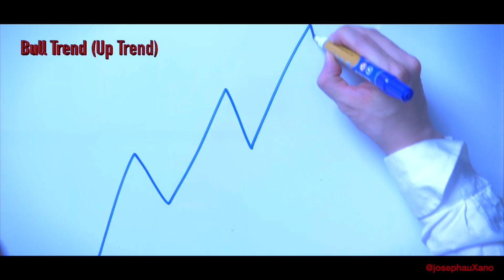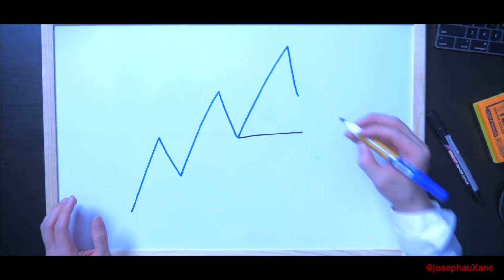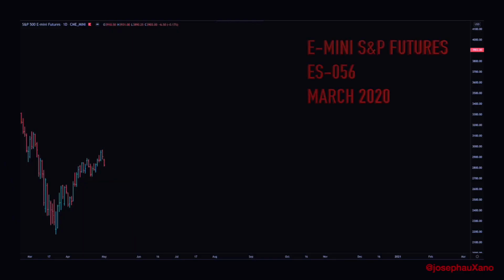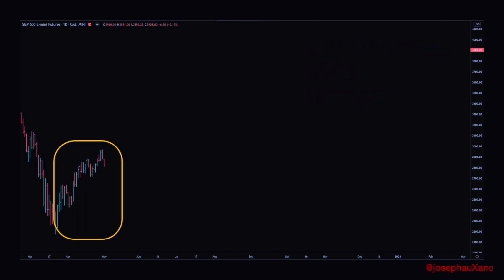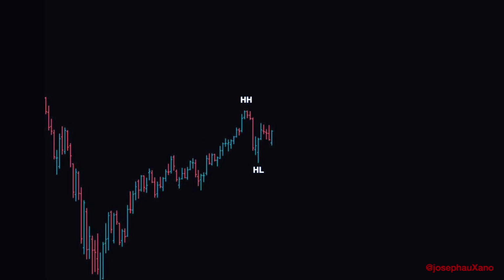So we can have an uptrend. The uptrend is expected to continue in that direction until a lower low is printed by the asset price. This is a daily time frame chart of the E-mini S&P futures starting from March 2020. If you consider this market swing, you have a swing high and swing low here. The market made a new higher high and new higher low. At this point, the uptrend remains intact.